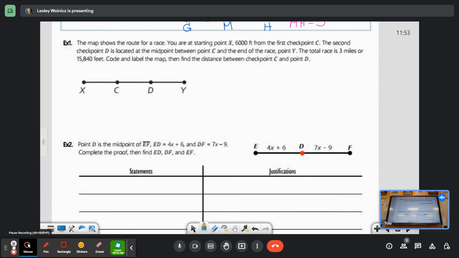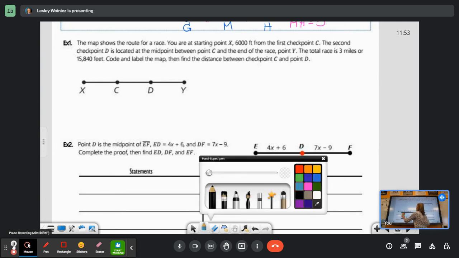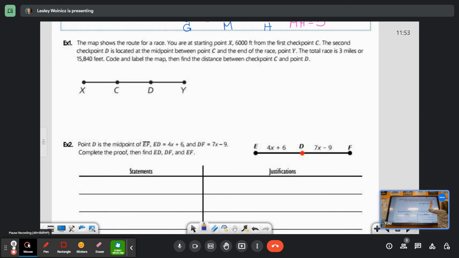Okay, the map is showing the route for a race. We are starting at point X, 600 feet from the first checkpoint C. Okay, well, I'm going to put that in my picture. So this length right here is 600. The second checkpoint, D, is located at the midpoint between C and the end of the race.